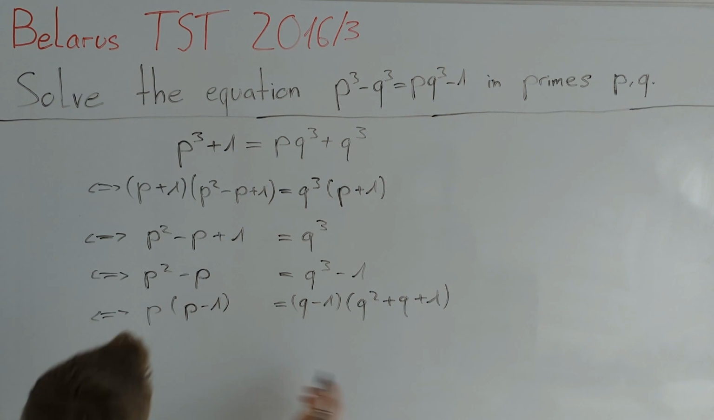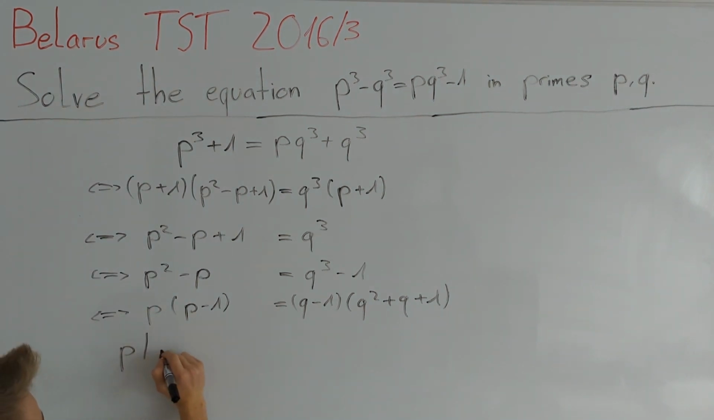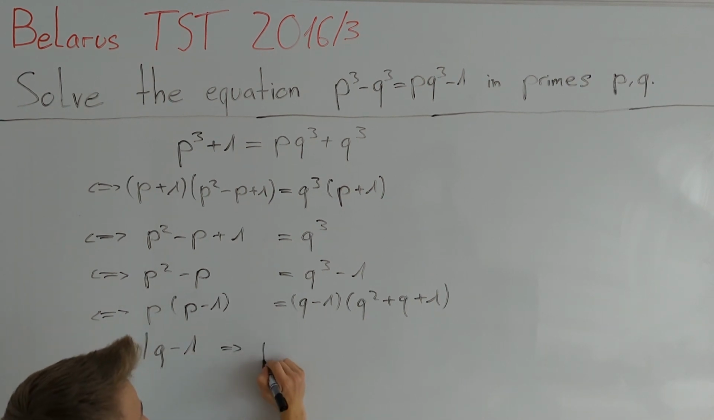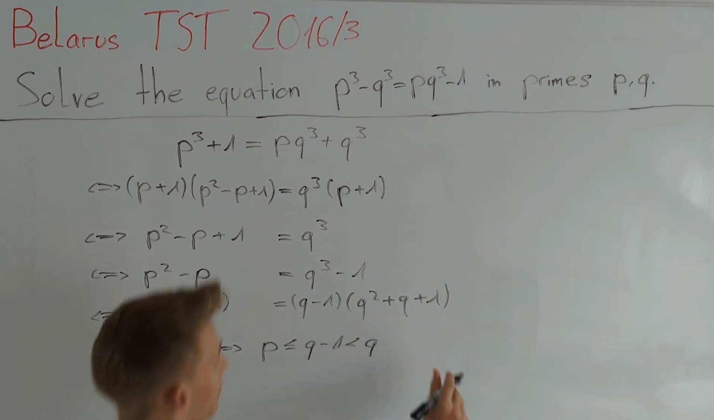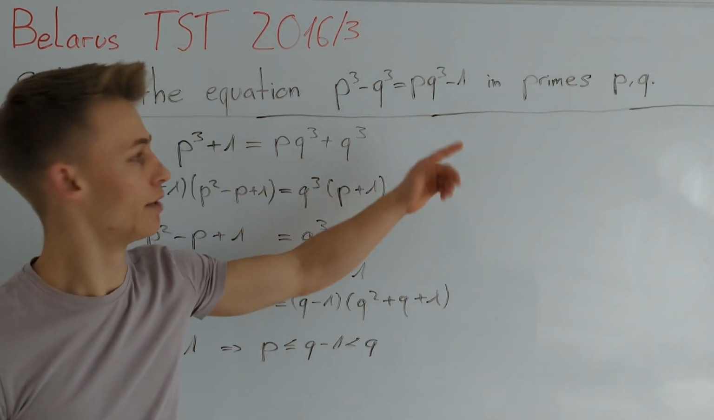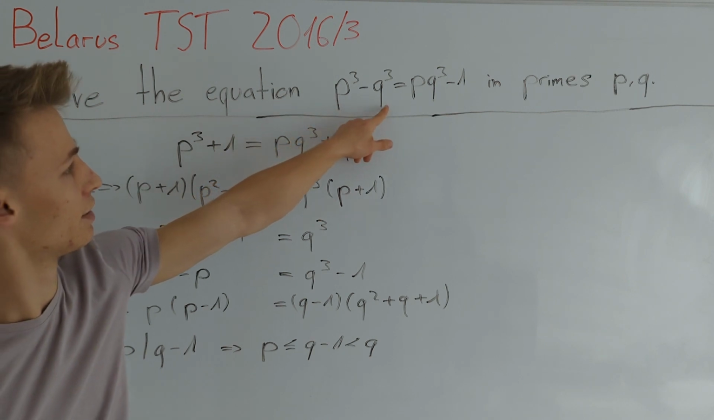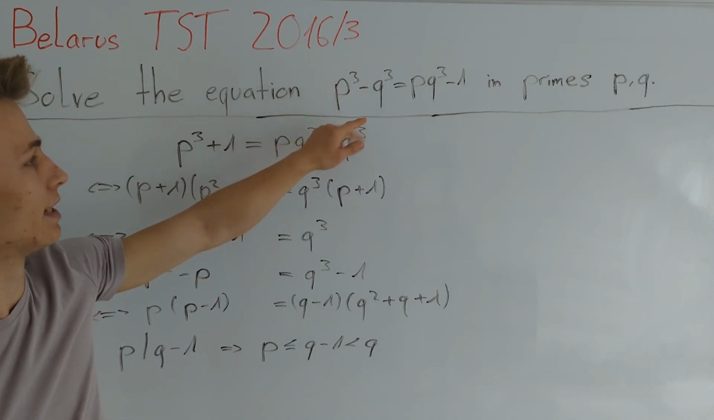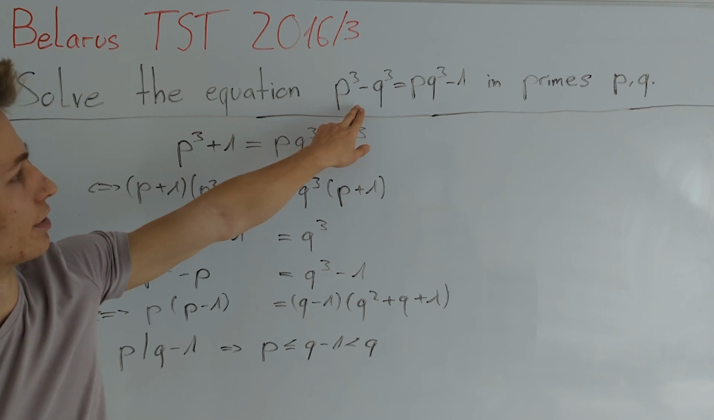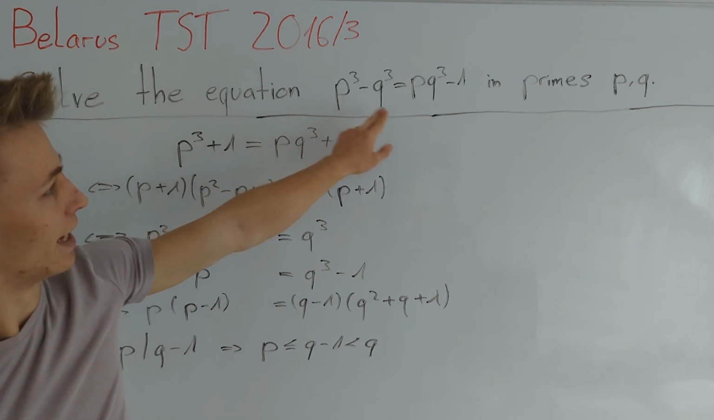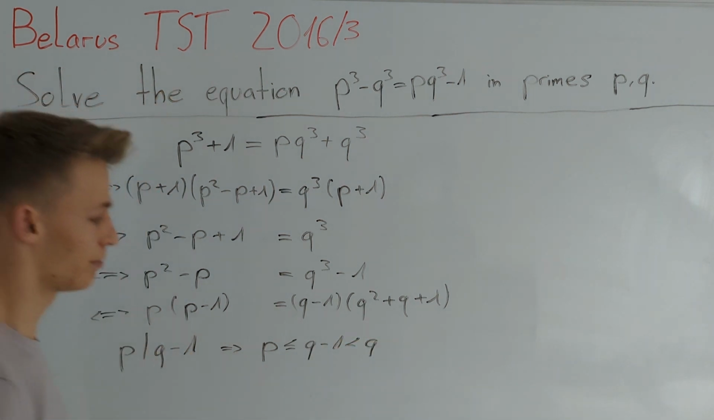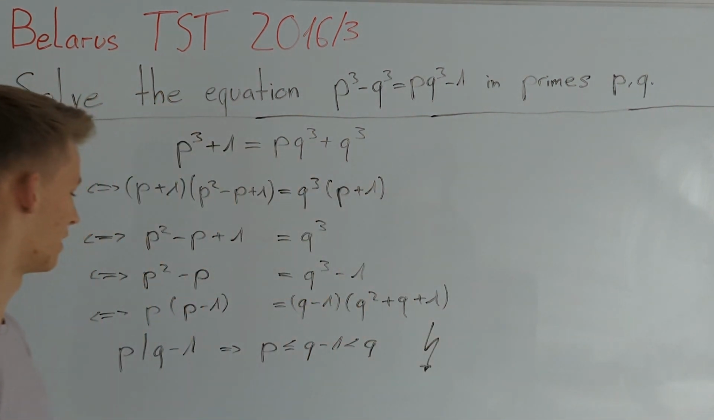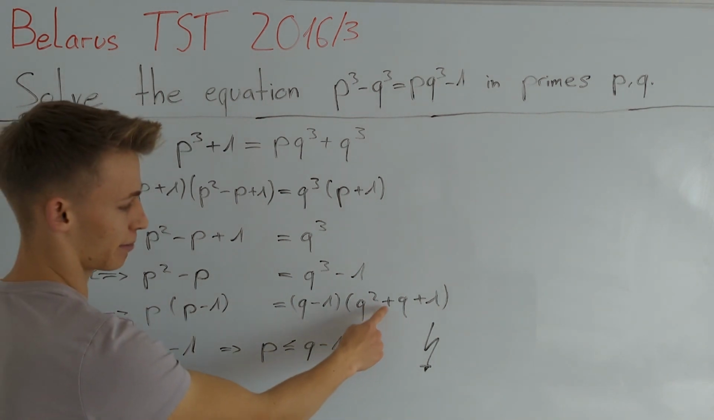So the first case is that p divides q minus 1, but this directly implies that p is less than or equal to q minus 1, which is less than q. If we have a look back onto our equation here, we see that if p is less than q, then p to the power of 3 is clearly less than q to the power of 3. So the left hand side is negative and the right hand side is clearly not negative. Therefore, this case here is impossible and we get a contradiction. So we get that p must divide q squared plus q plus 1.